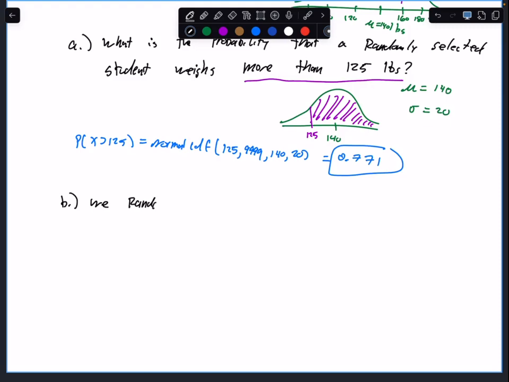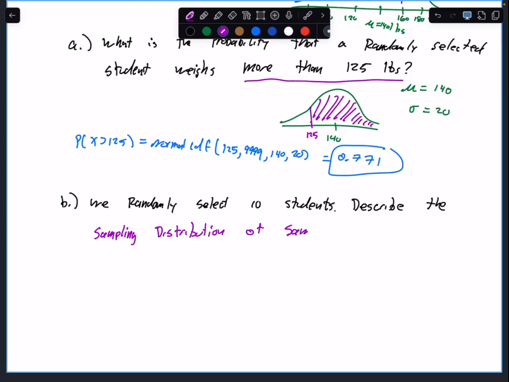We randomly select 10 students. Describe the sampling distribution of sample mean weights.